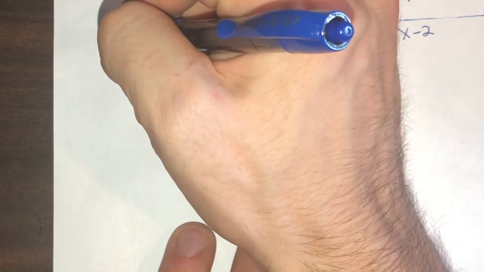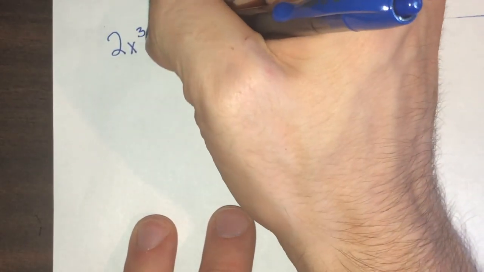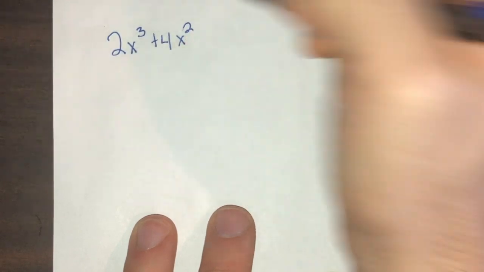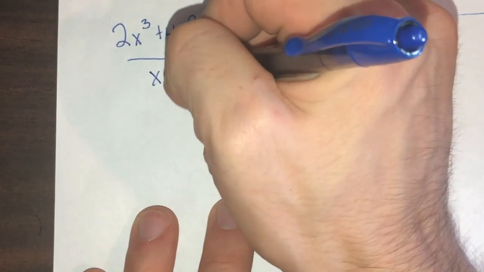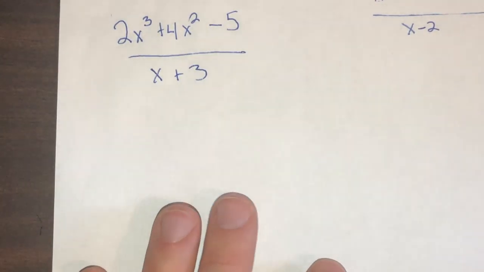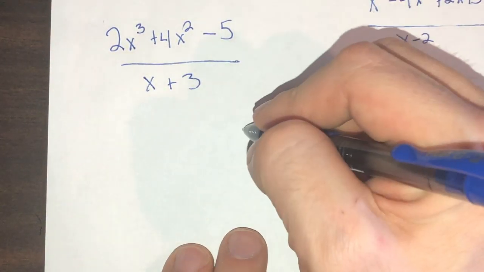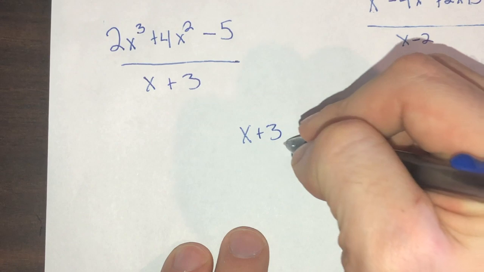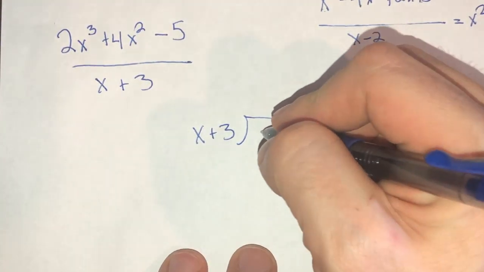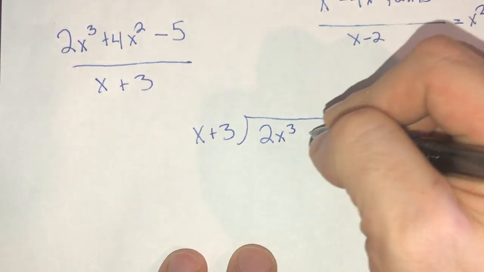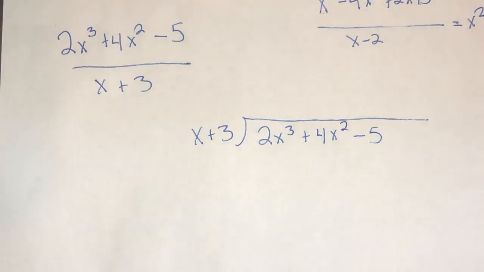So here's what we're going to do. We're going to do the problem 2x cubed plus 4x squared minus 5, over x plus 3. Now, here's what I'm going to do for this one. I'm going to set up my long division. So I've got x plus 3, write that there, like my little house, and then 2x cubed plus 4x squared minus 5.